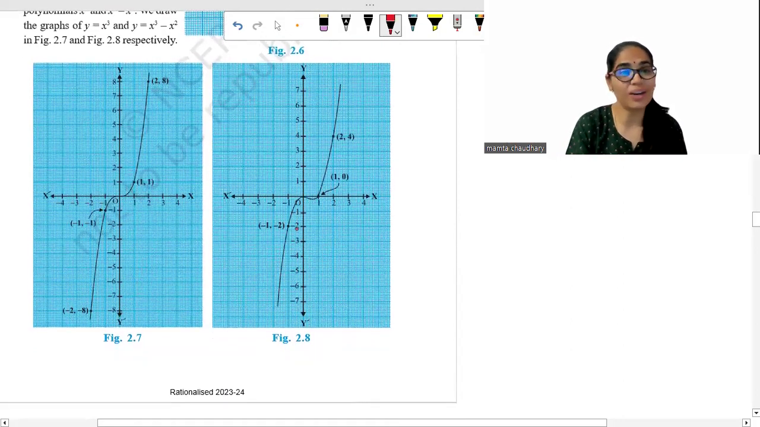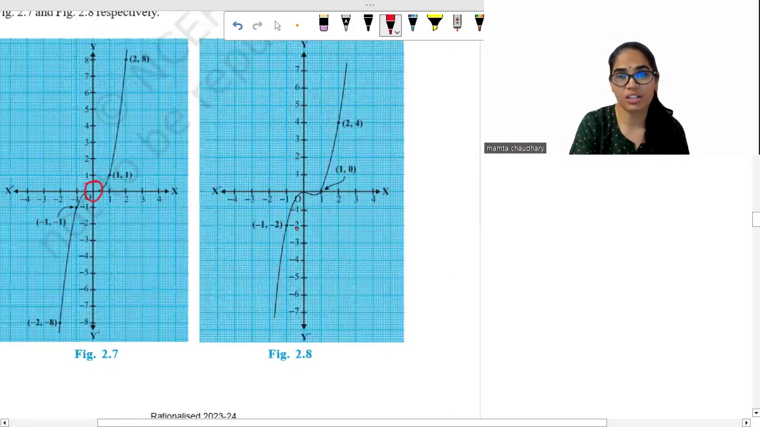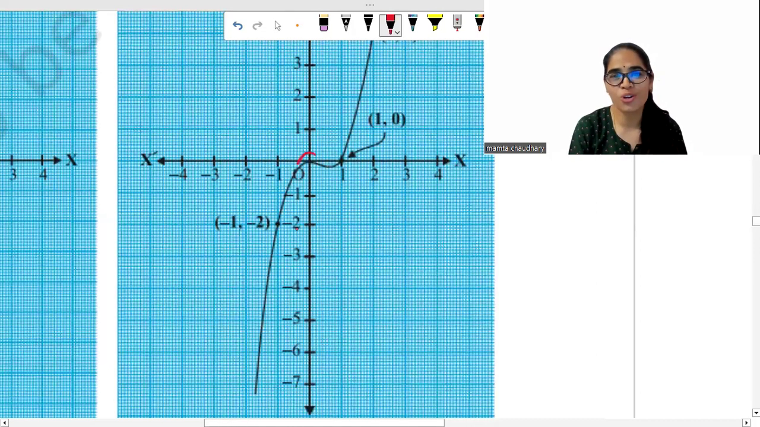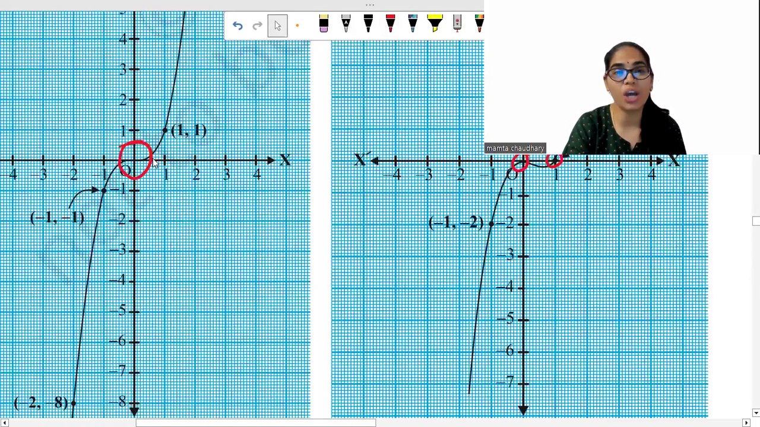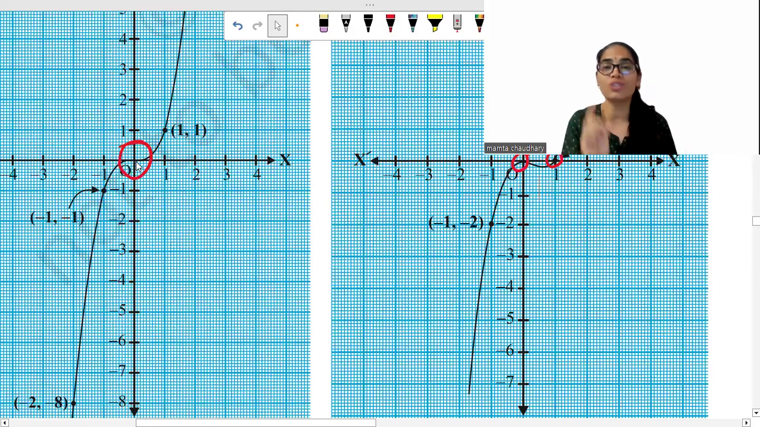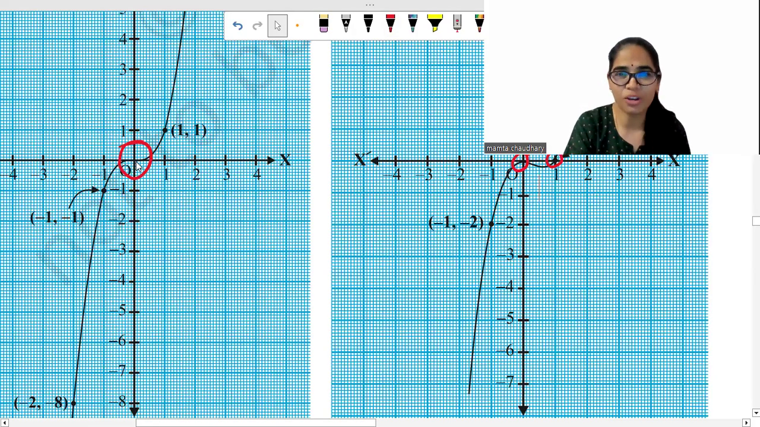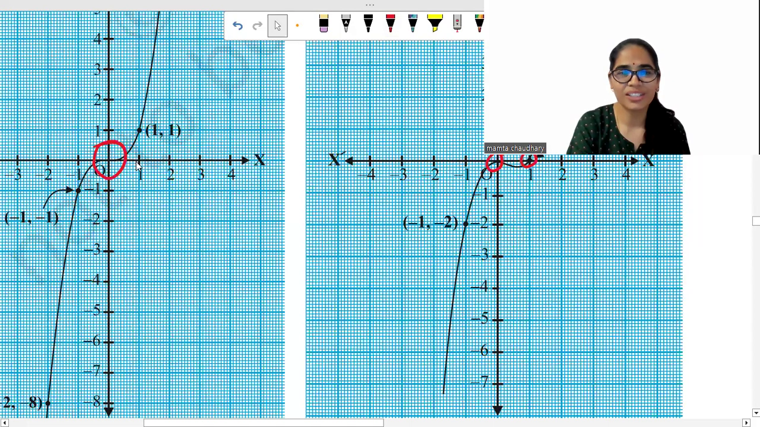Now let's see these ones. Here, it's 1 zero only. But here, how many zeros? 1 and 2. So here you have 2 zeros, whereas here you can see it is touching only and only at one place. It means the number of zeros is only 1. I hope it's clear. Now let's move.